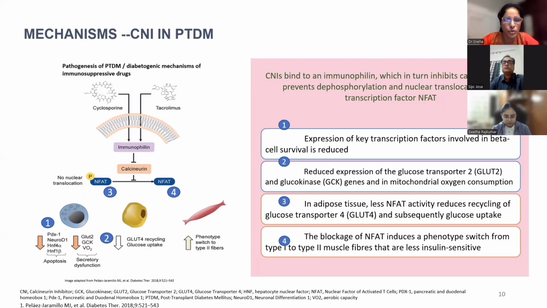And in adipose tissue, less NFAT activity will reduce the recycling of GLUT4 and subsequent glucose uptake. In muscle fibers, because of the blockage of NFAT, a phenotype switch occurs from type 1 to type 2 fibers, that will be less insulin sensitive. This is the main pathogenic mechanism by CNI in PTDM.